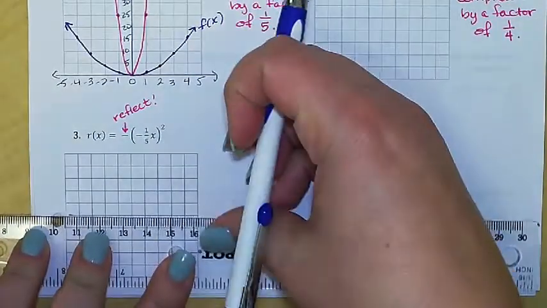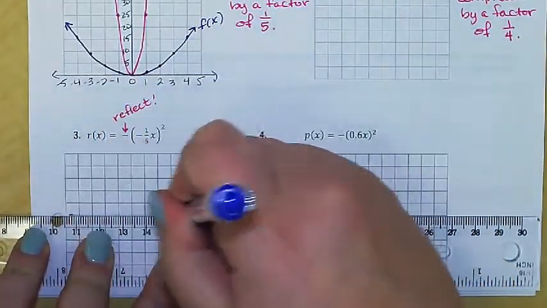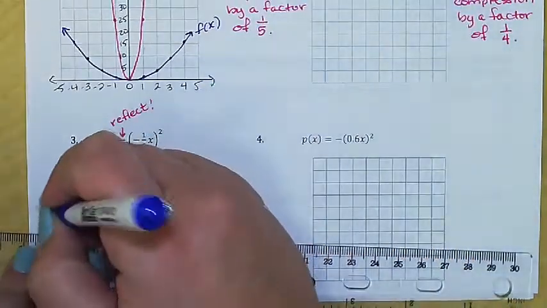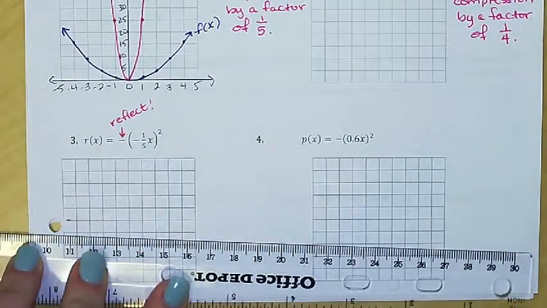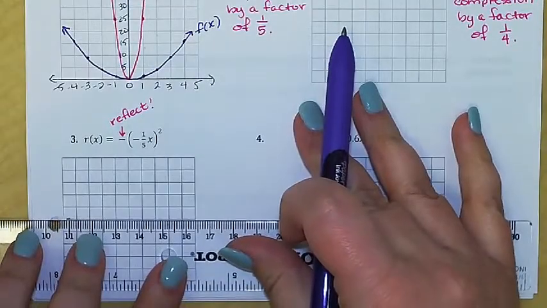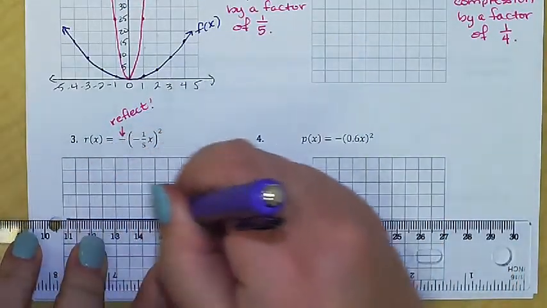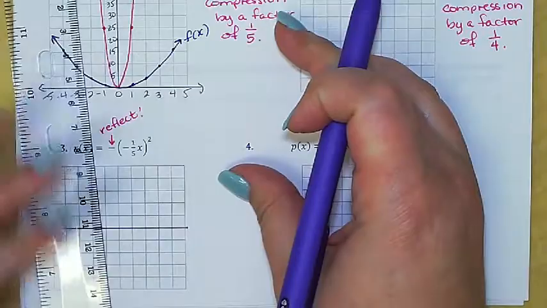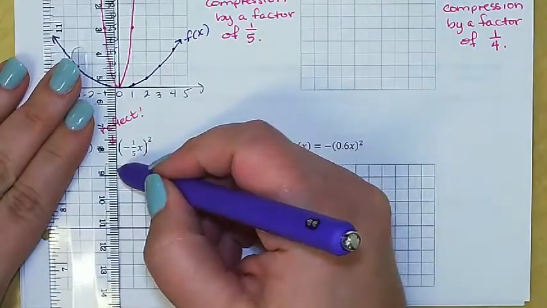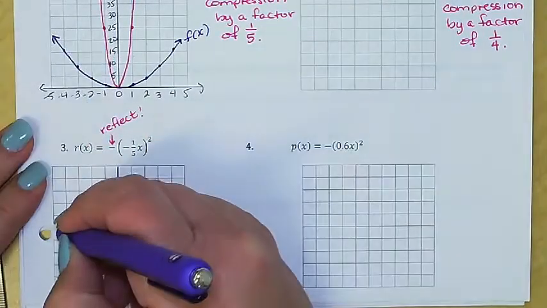Oh, what happened here? My pen stopped working. Of course. Let's try that again. Sorry. So there's my x-axis, here is my y-axis.